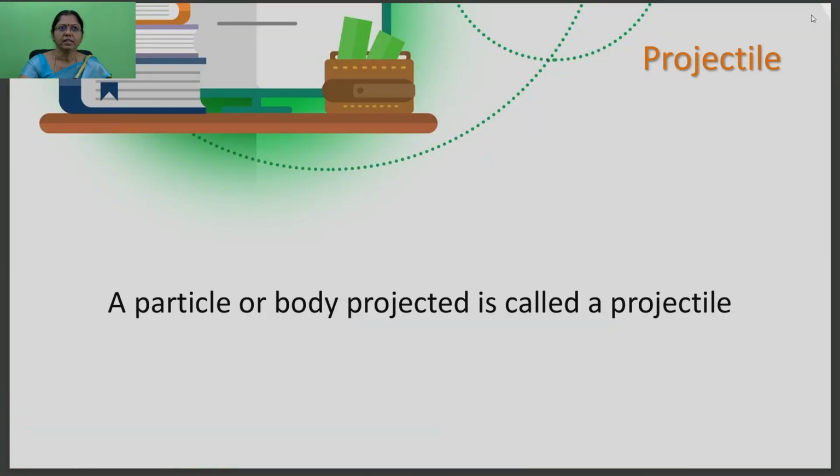To start with, let us see what a projectile actually is. As we all know, if you project a body, it travels in space and hits the ground. That is what we call a projectile. A particle or body projected is going to hit the ground, and we will see what the path actually is. A particle or body projected is called a projectile.